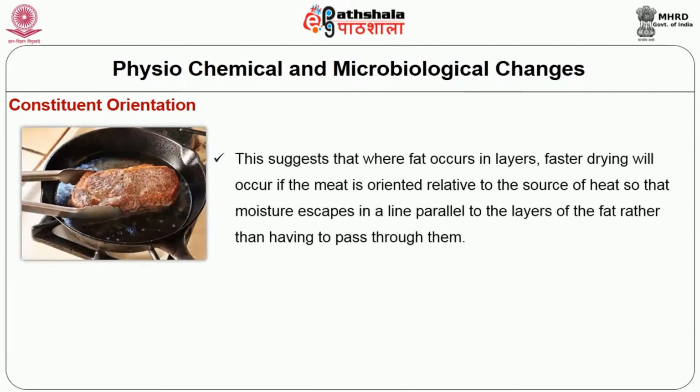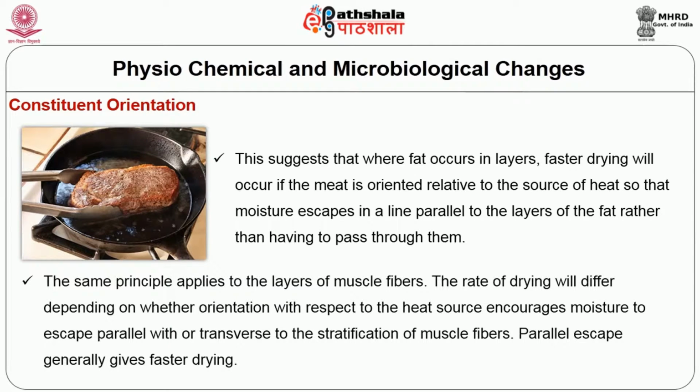This suggests that where fat occurs in layers, faster drying will occur if the meat is oriented relative to the source of heat, so that moisture escapes in a line parallel to the layers of fat rather than having to pass through them. The same principle applies to the layers of muscle fibers. The rate of drying will differ depending on whether orientation with respect to the heat source encourages moisture to escape parallel with or transverse to the stratification of muscle fiber. Parallel escape generally gives faster drying.